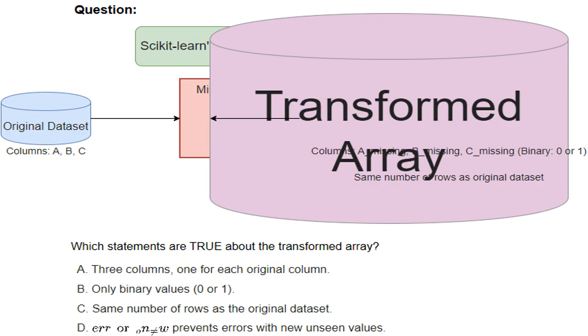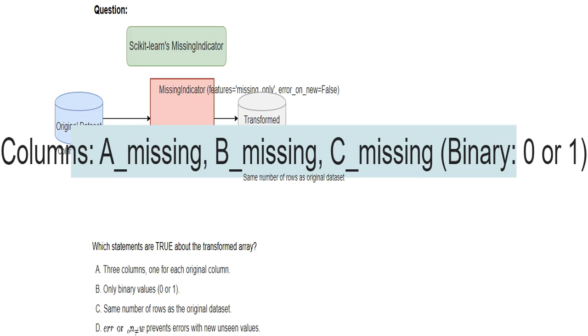Pretty neat, huh? This is the result after I apply the missing indicator to my original data. It's a new array, completely different than the original dataset. After using missing indicator, I get 3 new columns: A_missing, B_missing, and C_missing. Each column contains only zeros and ones, indicating whether the corresponding value in the original dataset was missing, 1, or not, 0.